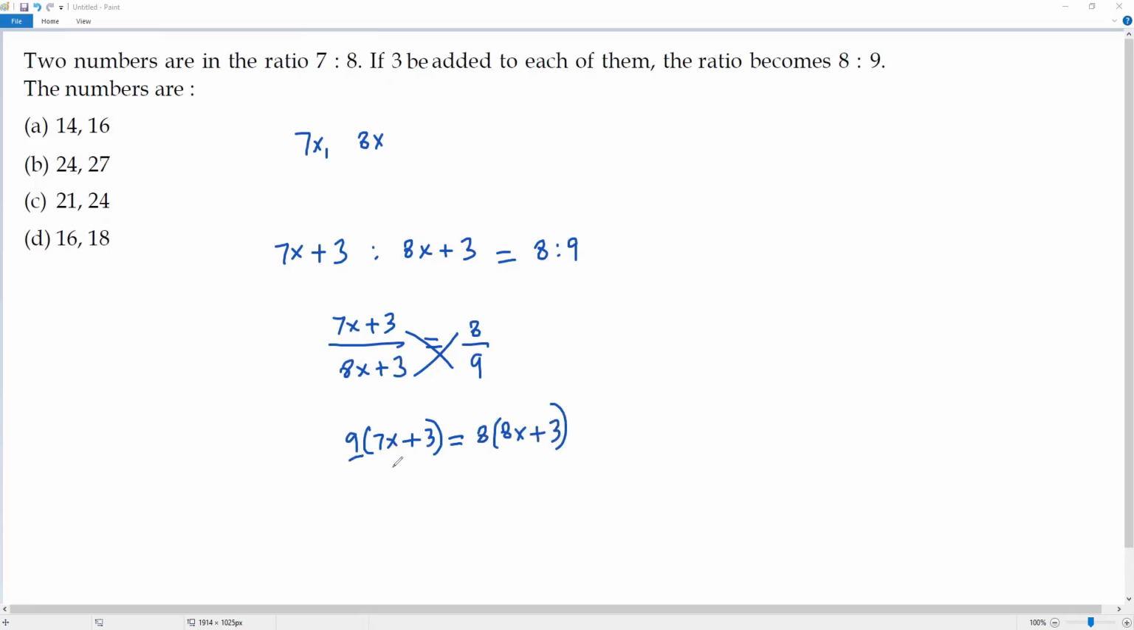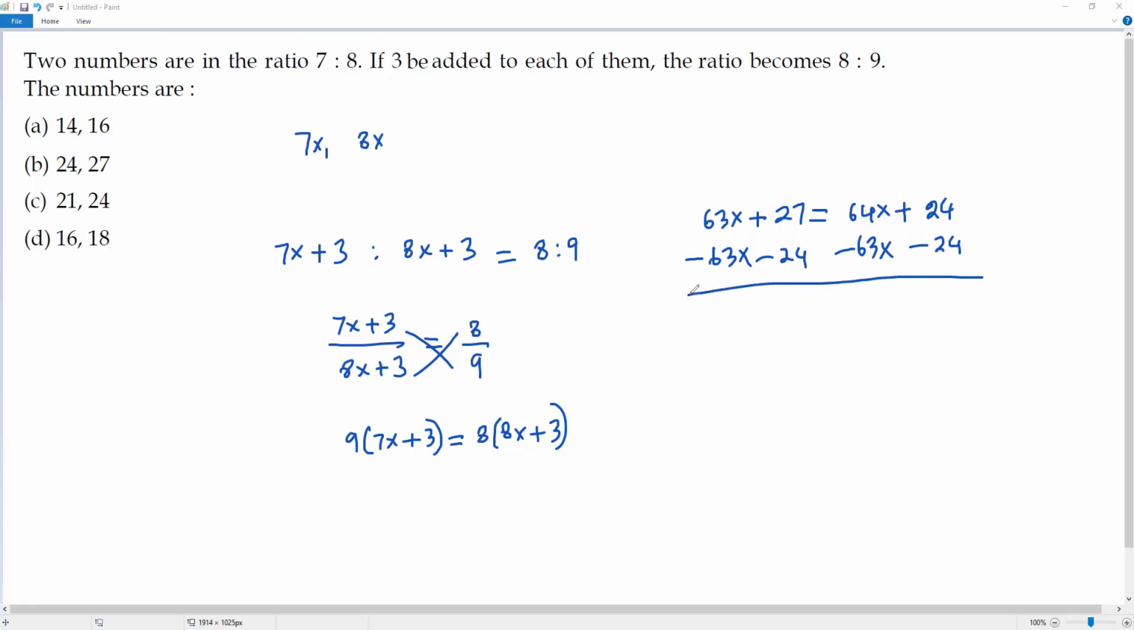We can distribute this 9 to the 7x and +3. Then we get 63x + 27. Let's distribute this 8 to this 8x and +3. Then we get 64x + 24. Okay, now let me subtract 63x from both sides of this equation and also subtract 24 from both sides. Here this +24, -24 will cancel out. +63x, -63x will cancel out. The simplification of this one is 3. Here the simplification of this one is x. Here I got the value of x.